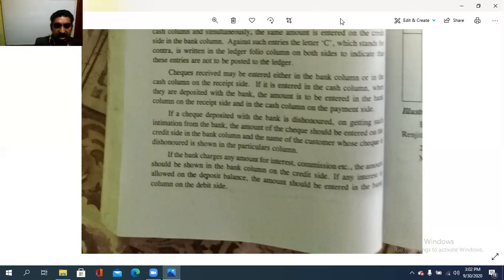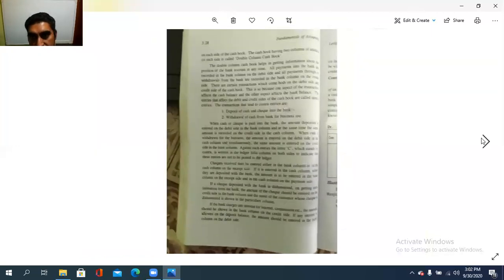ഓക്കെ. If any interest is allowed on the deposit balance, it should be entered in the bank column debit side, അതായത് അത് ഇൻകം ആണ്. ഓക്കെ. അപ്പം ഇതാണ് ഡബിൾ കോളം ക്യാഷ് ബുക്ക് where cash and bank columns are to be there. So we will check the format of this.